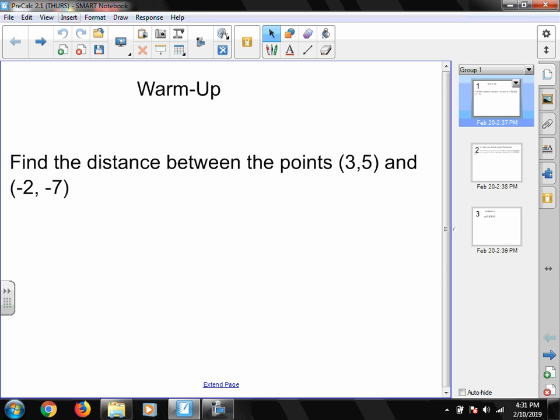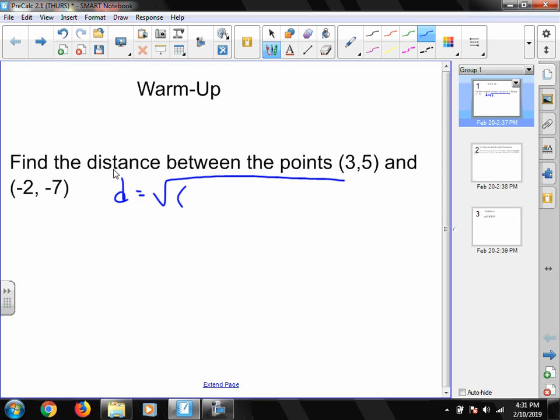Okay, hopefully by now you've got an answer. So again, we're going to find the distance between the points 3, 5, and -2, -7. Just a reminder, our distance formula is the square root of x sub 2 minus x sub 1 squared plus y sub 2 minus y sub 1 squared. And from there, just go ahead and plug in what you've got.